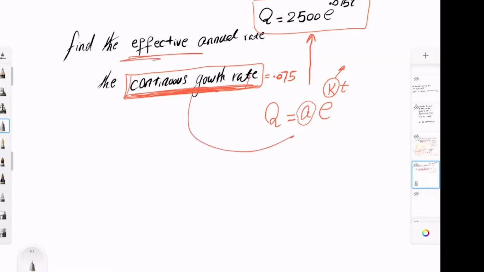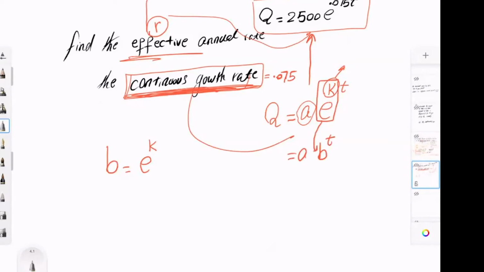But the effective, again, we are dealing with R. This R is hidden inside of b. But there is no b in this formula. But if you remember, we said b equal to e to the power of k. So e to the power of 0.075, this is b. Can you guys calculate what is e to the power 0.075?